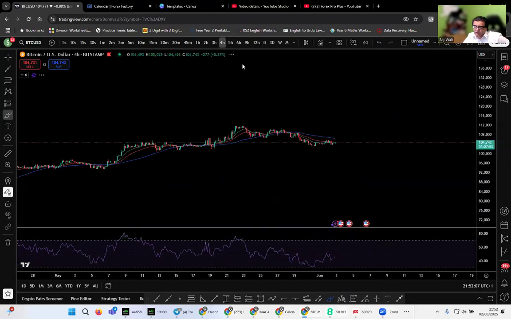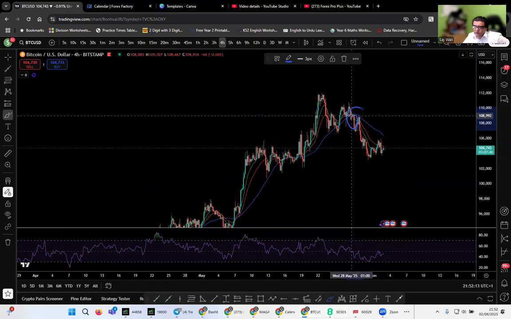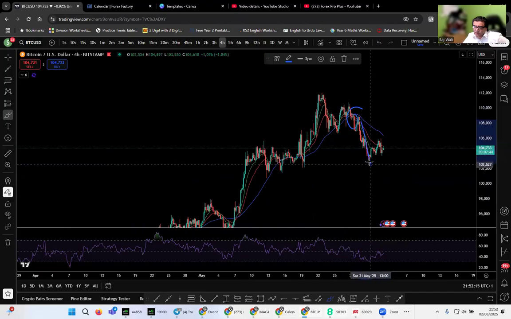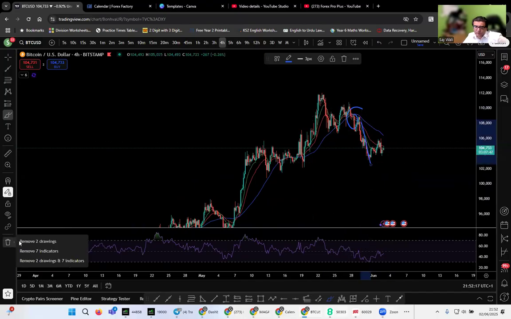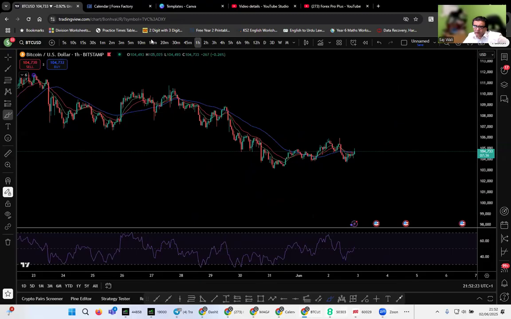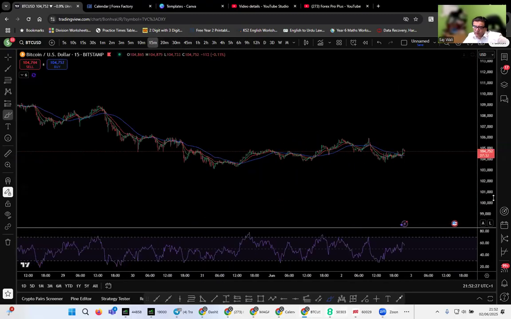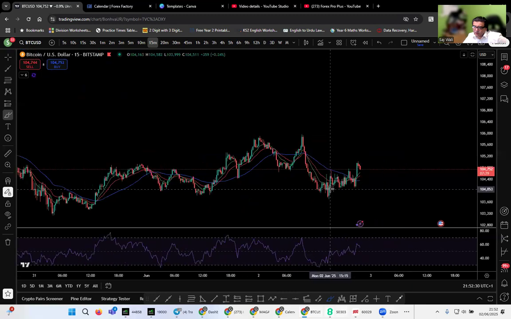And in 4-hour, you can see that moving averages are already showing the bearish structure here as well. So be careful, if you do not take a trade, you always go to a smaller time frame, 15 minutes or 1 hour, or 15, whatever you like. You can take smaller trades.